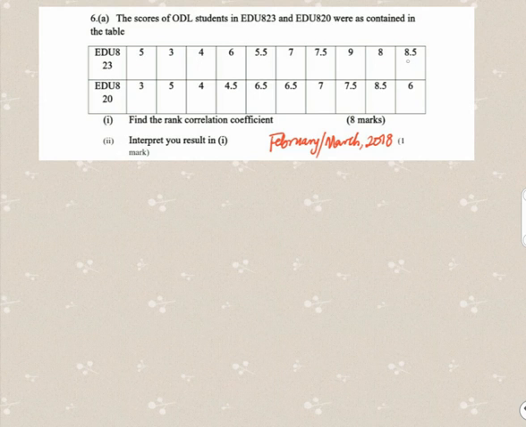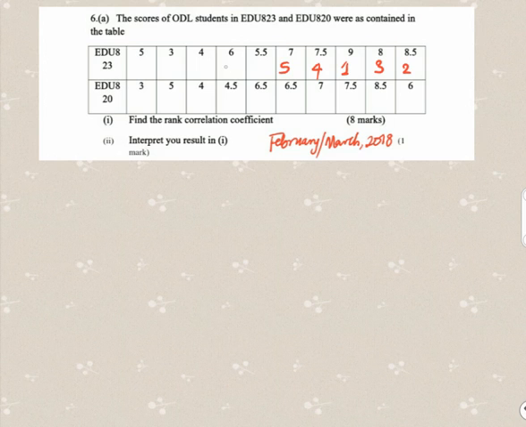So we have the first position here. The highest is 9, so it will take the first position, followed by 8.5, which will take the second position. Then 8 will take third position because it's the next highest. The next highest now will be 7.5, followed by 7, which will take fifth position.